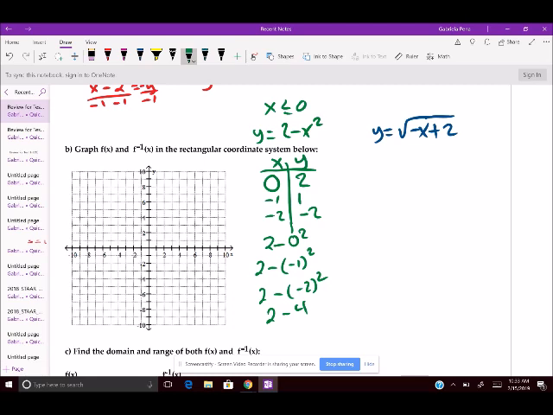2 minus a -3 squared. Well, what is -3 squared? 9. What's 2 minus 9? -7. Very good. So we're going to sketch these points.